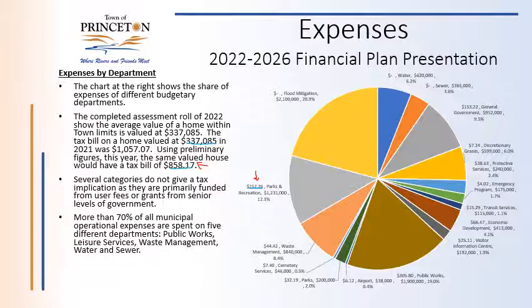The total value of the budget is right there. So the Parks and Recreation budget this year for the municipality in Princeton will be $1.231 million. And that represents 12.3% of all expenditures within the municipality.